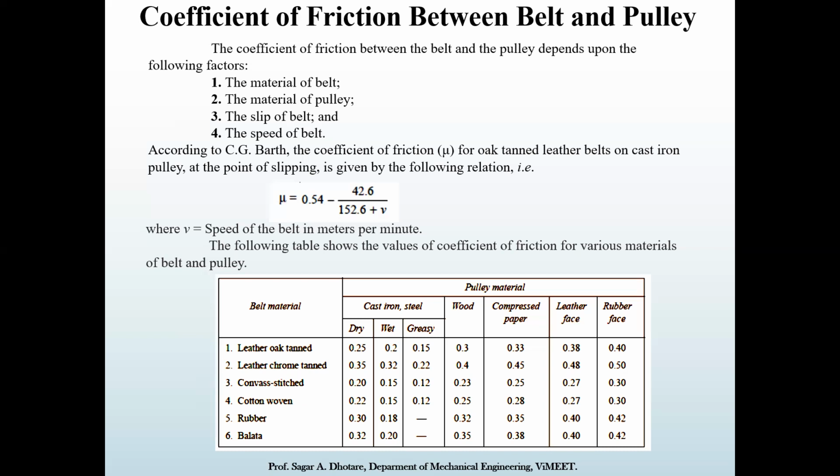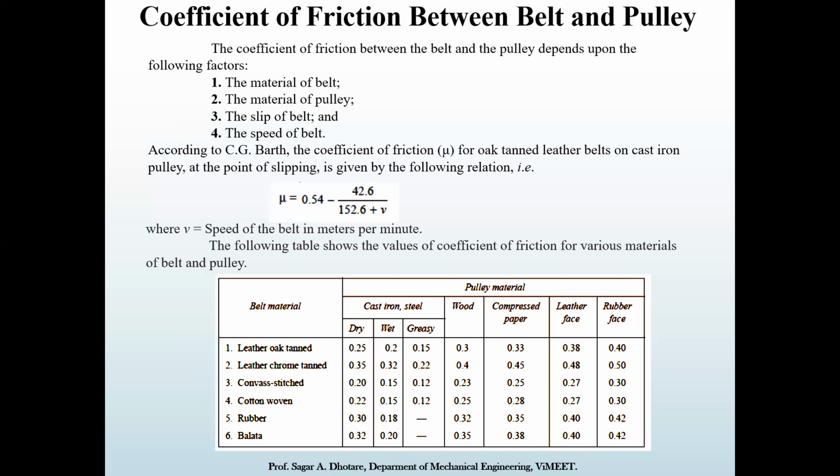So as the condition changes, the coefficient of friction is reduced. If the pulley is made of wood, what could be the coefficient of friction? If you go with the cotton one, it is 0.25, but with a chrome tanned leather belt, it is 0.4. So if you observe the table, the leather chrome tanned belt material has the highest friction among all the materials. So it could be useful for you while selecting the appropriate type of belt material.